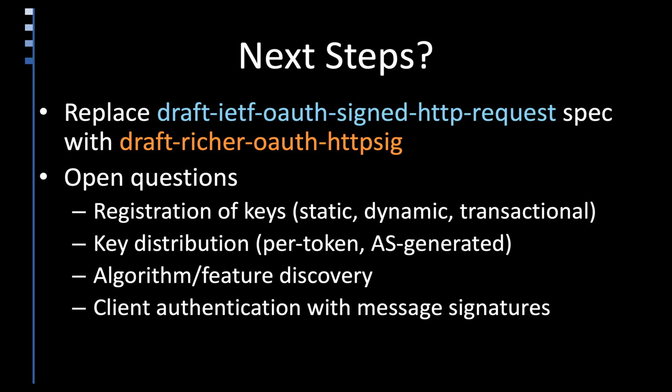But it does mean that if this draft continues, HTTP signatures for OAuth, then we need to answer the questions of how do we deal with key distribution? Can the AS generate a key and hand it to me for my token? How do I discover that this feature is even available at a given AS or RS? How do I signal as a client that we need to be able to do this kind of thing? And then there's also an interesting question of how do we do client authentication using this, which is something that the MTLS draft did.